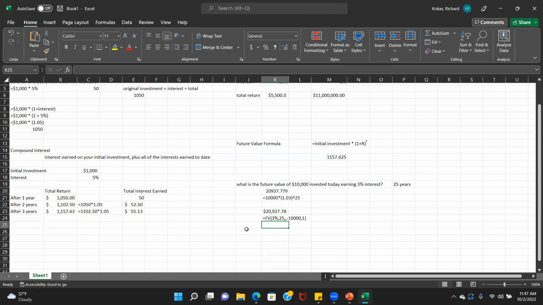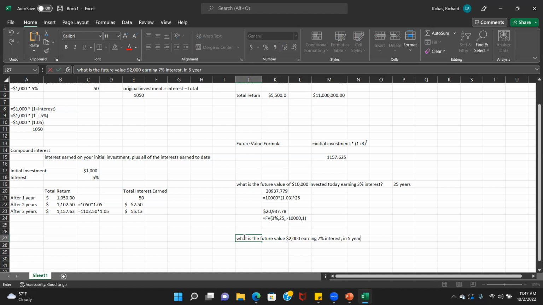Okay, so look how quick we could do this now. What is the future value? You could do this with anything. Think how useful this is. Let's say you want to save money and you're like, all right, I got this $2,000 and I want to save it for 5 years. So what is the future value of $2,000 earning, let's say 7% interest, in 5 years?